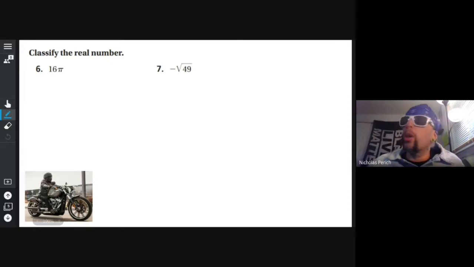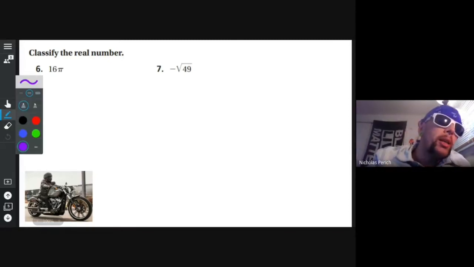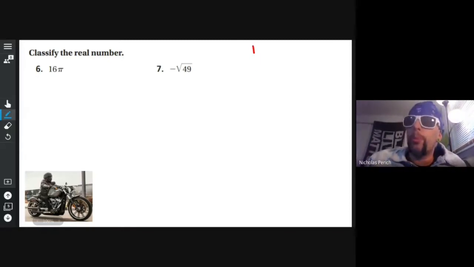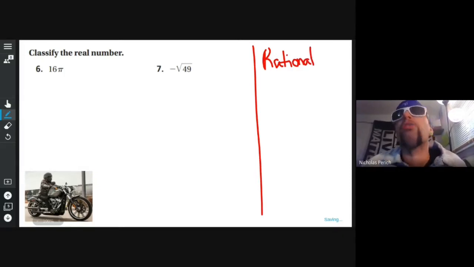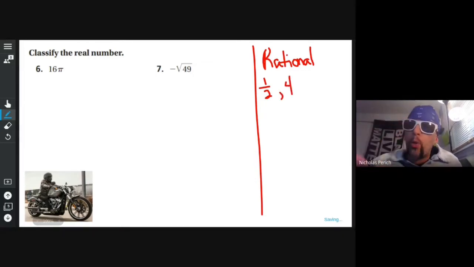Classify real numbers. Let's remember what those words mean. We're going to have two types of numbers. We're going to have rational. A rational number means anything that you could write as a fraction. Like 1/2 is rational because it's a fraction. 4 is rational because although it doesn't look like a fraction, you can make it 4/1. 3.2 is a fraction because it stops. It's called a terminating decimal.